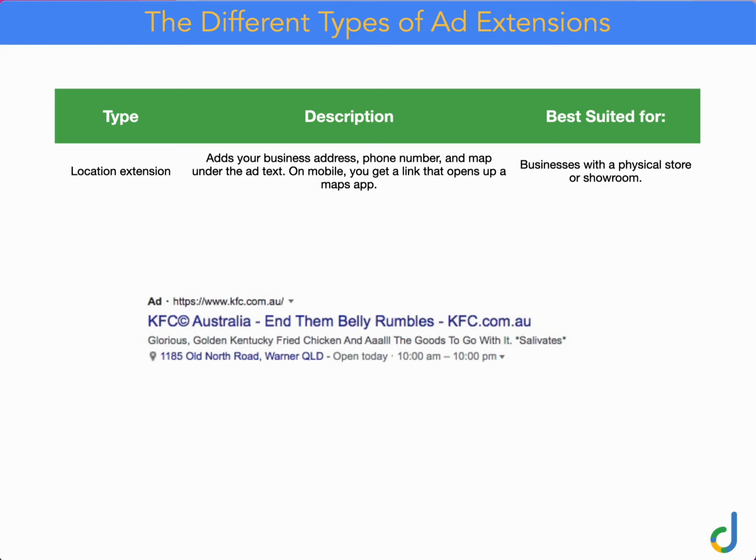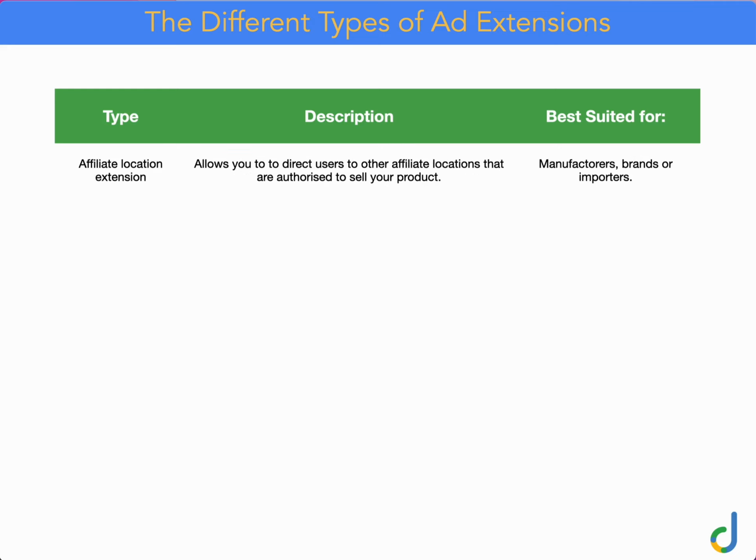Location extensions add your business address, phone number, and map under the ad text. This is great for businesses that have a physical store or multiple physical stores or showrooms. Affiliate location extensions allow you to direct users to other affiliate locations that are authorized to sell your product.